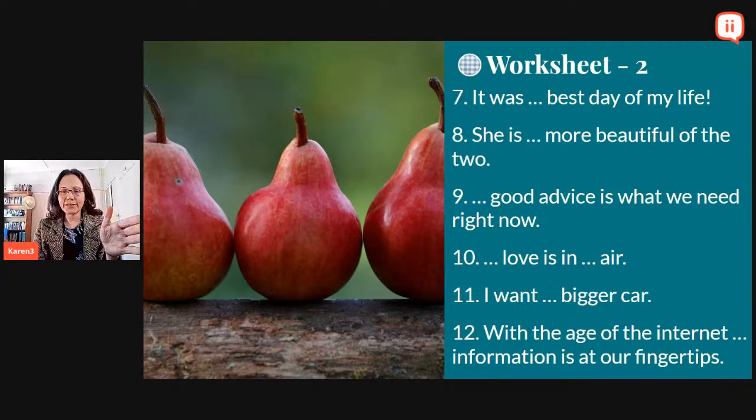Good advice is what we need right now. Number 10. Love is in air. Okay. I want bigger car. Number 12, with the age of the internet, information is at our fingertips. So do fill in the adjective. Number 7, correct, whichever one it is. It was best day of my life. Let's see if you can get it.